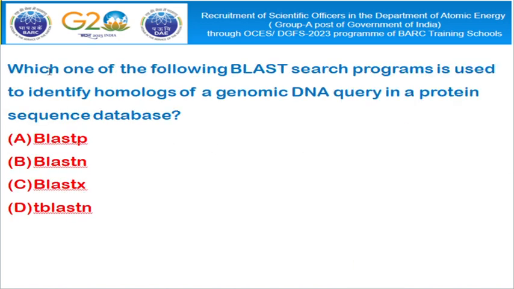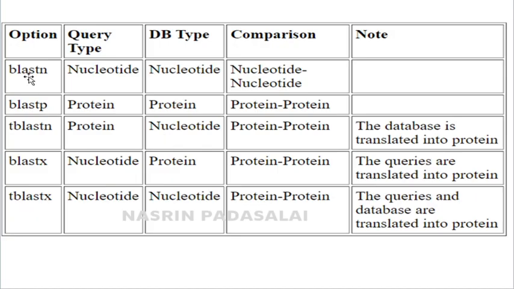Okay. The next is with regard to BLAST program. Which one of the following BLAST search programs is used for identifying homologs of genomic DNA query? So query is your DNA in a protein sequence database. So BLAST-N is a program which you can use when the query type is nucleotide and the database is nucleotide. So you are having nucleotide sequences and you are going to search your nucleotide sequences in nucleotide database, means you can use this BLAST-N. Whereas BLAST-P is for protein. You're having an amino acid sequence and you're going to search your amino acid sequence in a protein data bank, then you can use this BLAST-P.